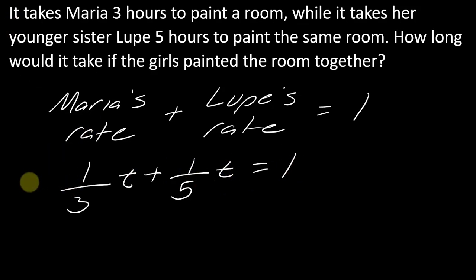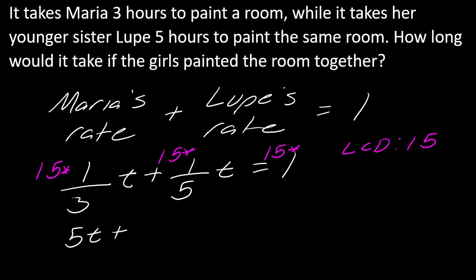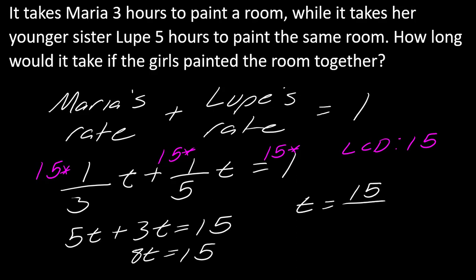If I look at all of the fractions here, the LCD of all the fractions is going to be 15. So I just want to multiply all parts of this problem by 15 to clear out the fractions. That's going to leave me with 5t plus 3t equals 15. Then I get 8t equals 15. And so the time would be 15 divided by 8. This would be in hours.